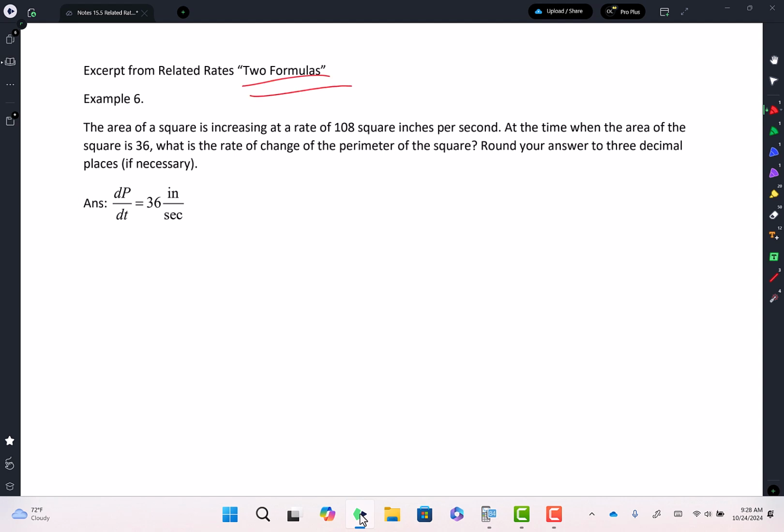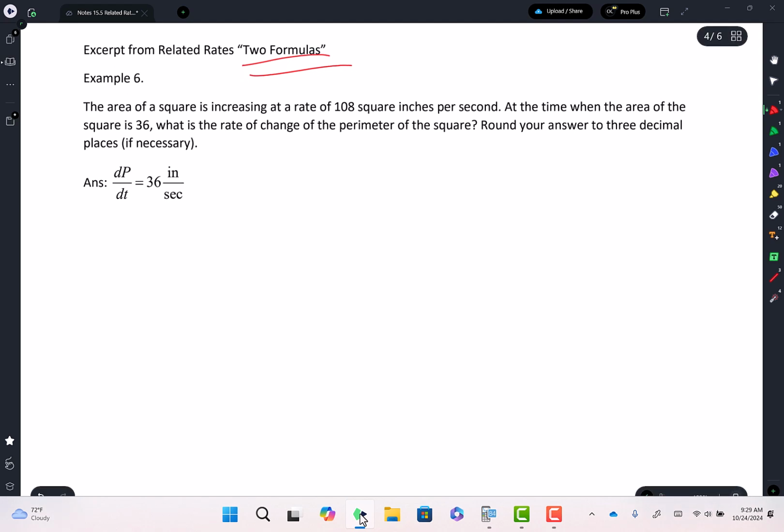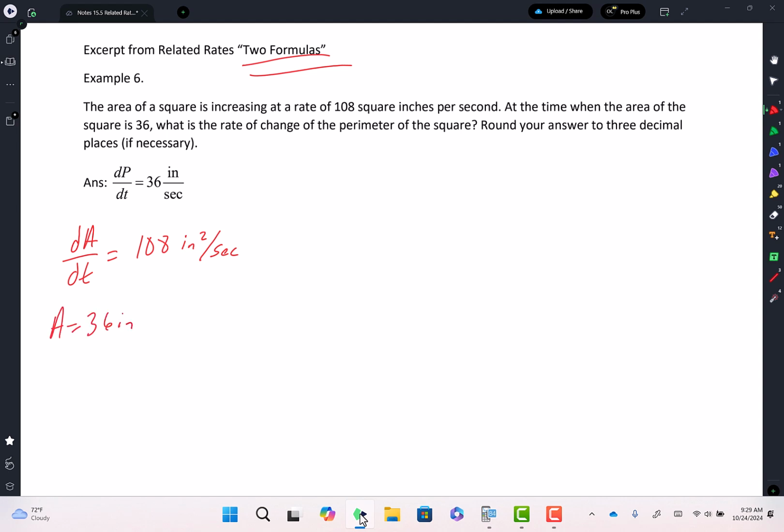2 formulas. The area of a square is increasing at a rate of 108 square inches per second. So that is dA/dt. So write it down somewhere. dA/dt equals 108 square inches per second. At the time when the area of the square is 36 square inches, so area equals 36, what is the rate of change of the perimeter of the square? So they want dP/dt. Round your answer to 3 decimal places if necessary. Okay, here's a square. How do I find the perimeter of a square?